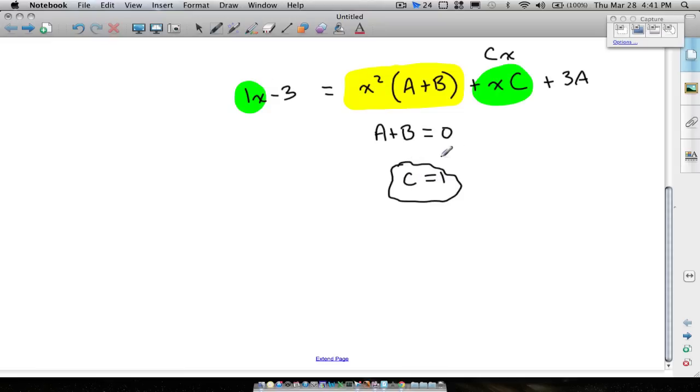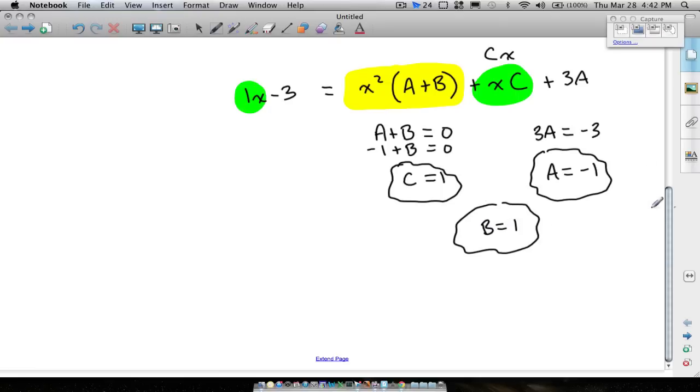There's something that's going to help. And then over here, notice our constant term that does not have an x with it, 3a, must be equal to the constant term over here, which is negative 3. So therefore, if we solve that, we should get a is equal to negative 1. There's another piece that's going to help. Now we got to find b. So since we know a is negative 1, plus something has to be equal to 0. Well, negative 1 plus 1 must be equal to 0. Therefore, b is equal to 1.